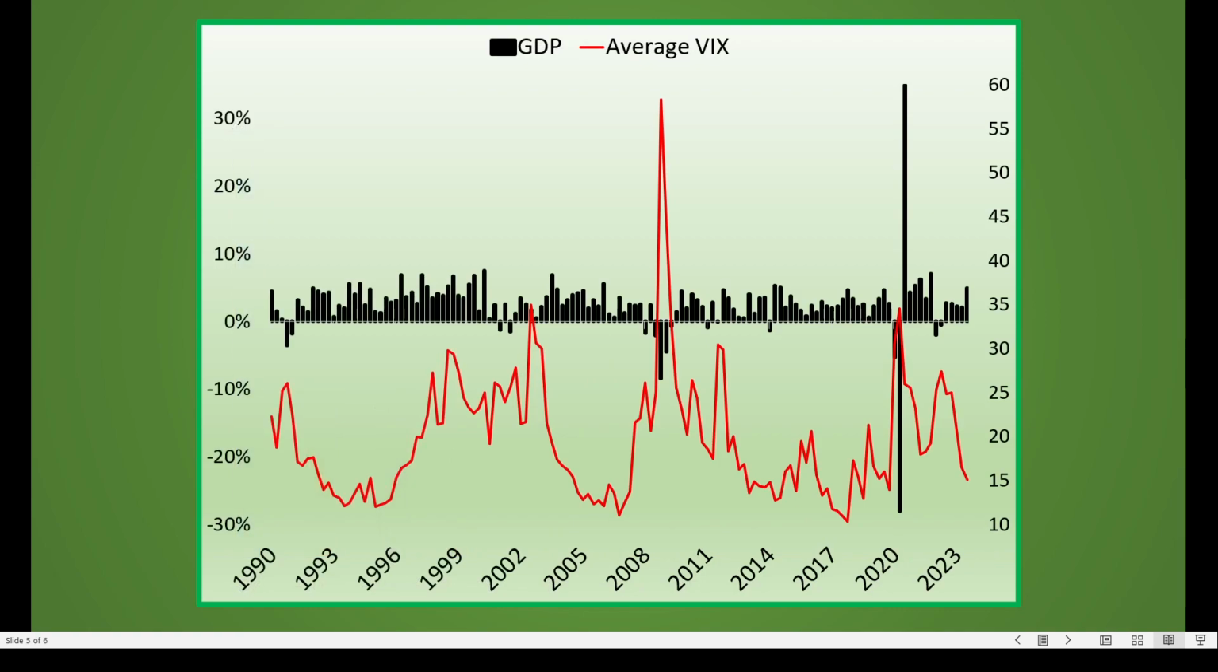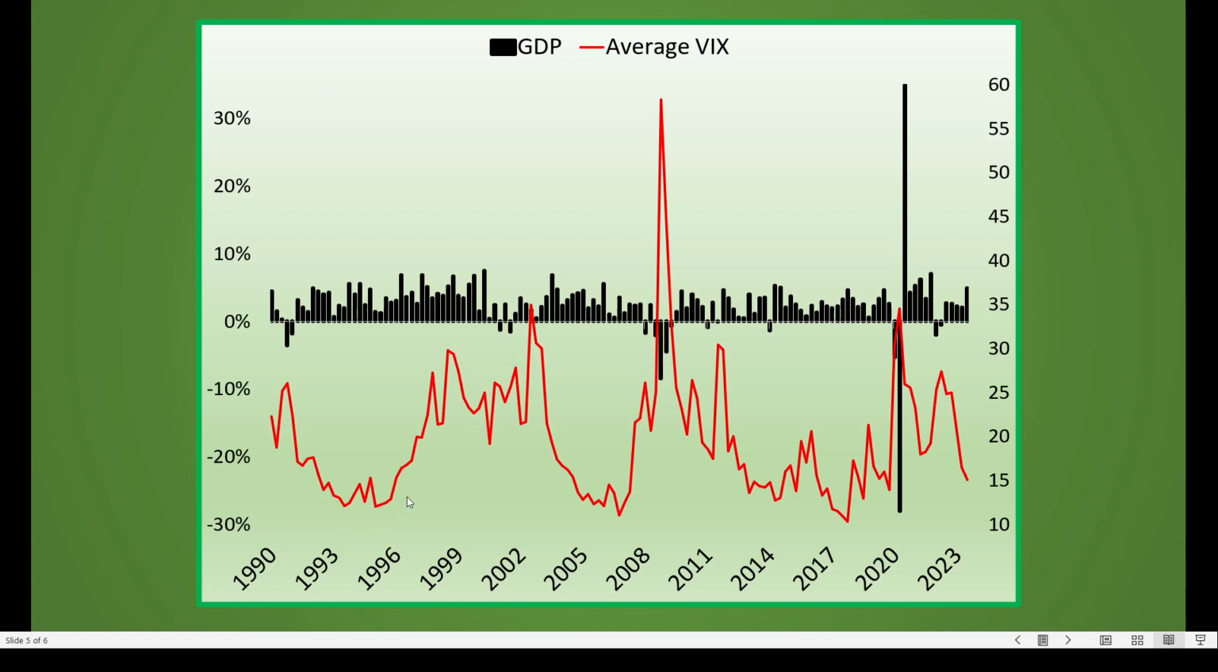Now, take a look at the data. This is going all the way back to 1990. The black histogram bars represent the GDP level on a quarterly basis, of course, and the orange line represents the average VIX during the quarter that the GDP was released. And we can see, for the most part, take a look at the 1990s. We had GDP anywhere from around 2 up to almost 10% at one point.